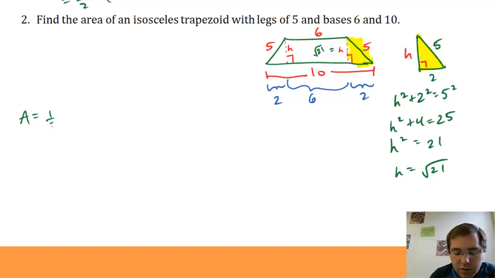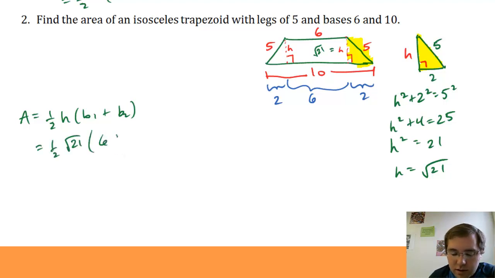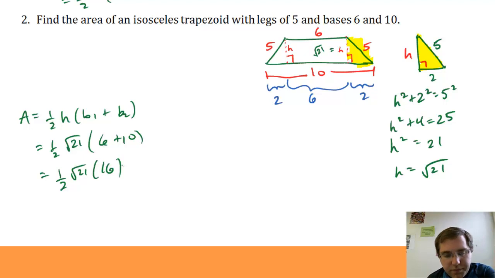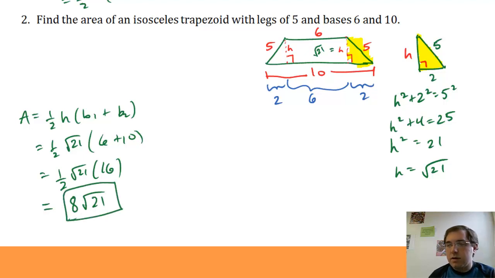I know the height, I know the bases, so now I can apply the formula. And the area is 1/2 the height times the two bases added together. That's 1/2 of the square root of 21 times, in parentheses, 6 plus 10. Which equals 1/2 of the square root of 21 times 16. Now all of these are multiplied, so I can multiply the 1/2 and the 16 together even though they're not next to each other. And 1/2 of 16 is 8. So this is the same as 8 times the square root of 21. And that is simplified. So that is my answer.